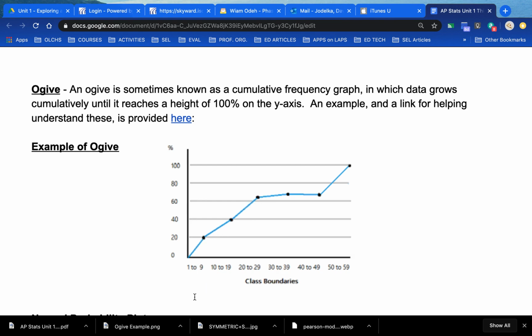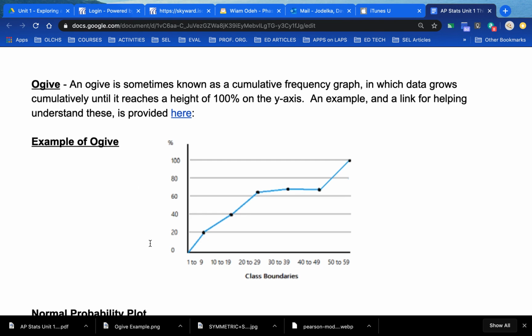So you might be asked, what was the increase from 1 to 9 to 10 to 19? And you went from 20 to 40. So you could say there was like a 20% jump. All right, again, it's jumping by percent, not by physical number. And these will always, again, end at 100.